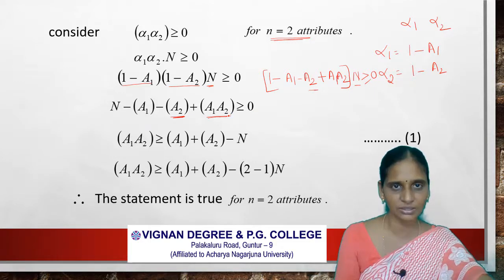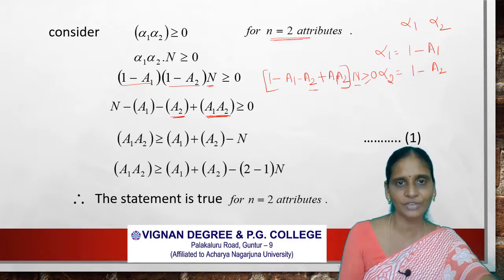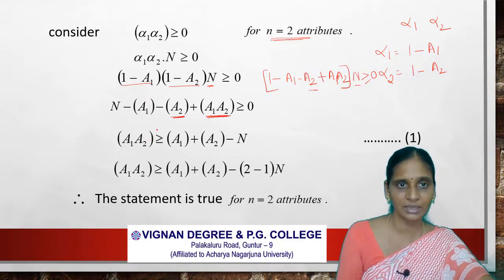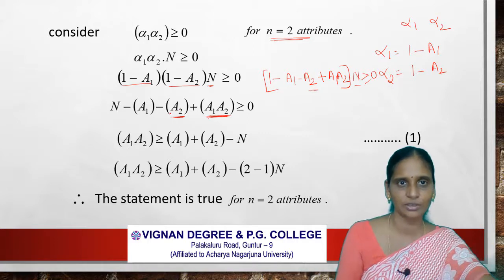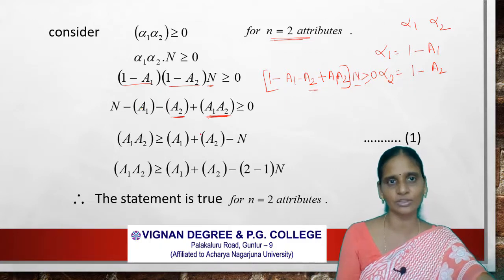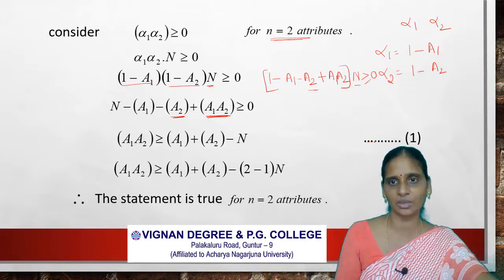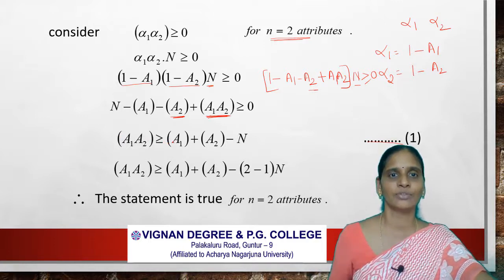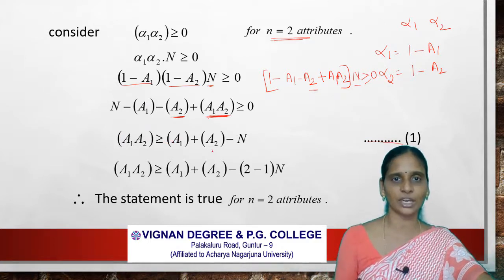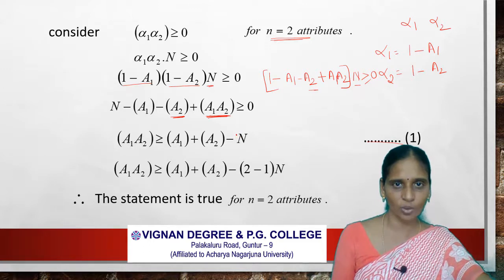So again in the next step, here frequency of a1 a2 in the left hand side, and the remaining three terms, n minus frequency of a1 minus frequency of a2, are shifted into the right hand side. Then the negative terms are converted into positive terms, and positive terms converted into negative terms. Then we get here the first equation. So what is the first equation? Frequency of a1 a2 is greater than or equal to frequency of a1 plus frequency of a2 minus n. Here the coefficient of n is 1.